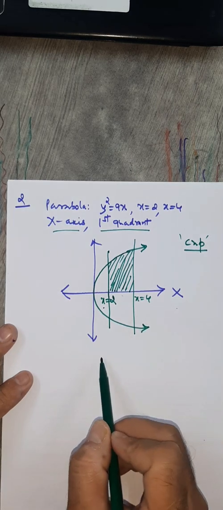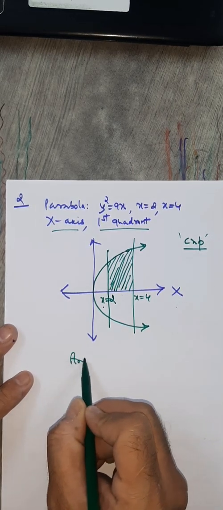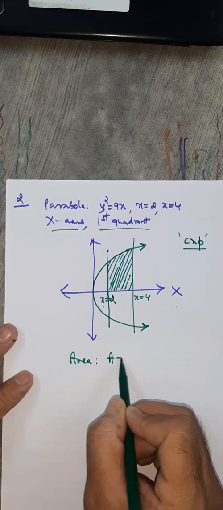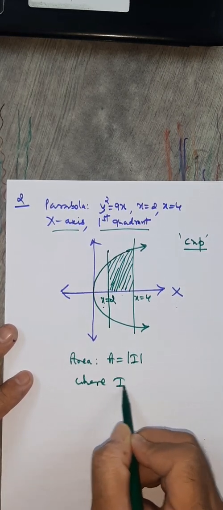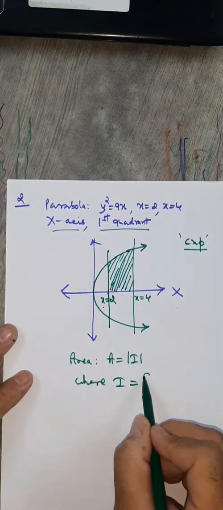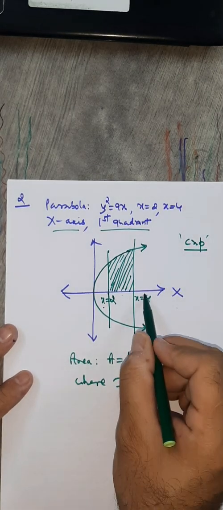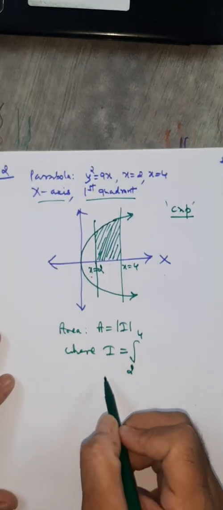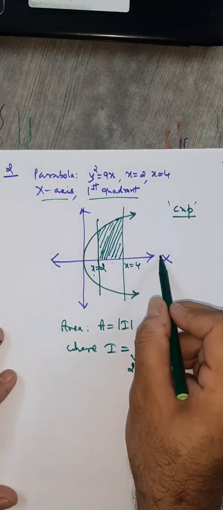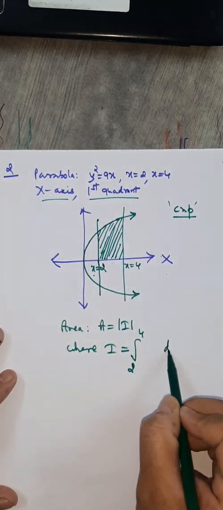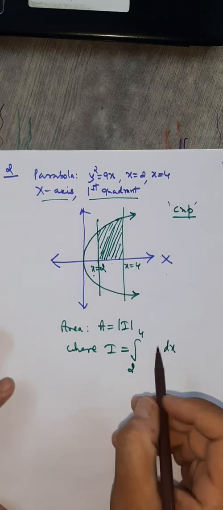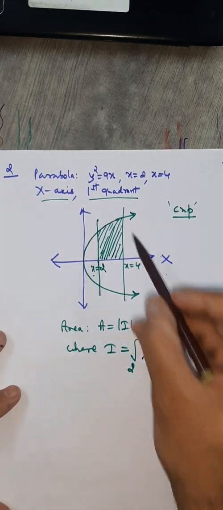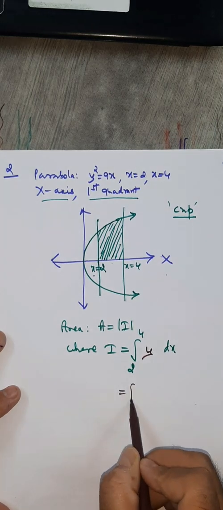So you would have written 2i. Here the area, that is A, equals the modulus of I, where I is given by the area from 2, where it ends at 4, with the x-axis, so here I'll write dx. If I write dx, what do I need to put? Y dx. So I'll get the y from the function.